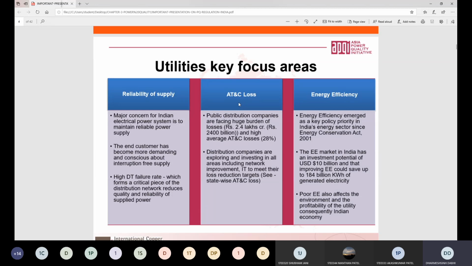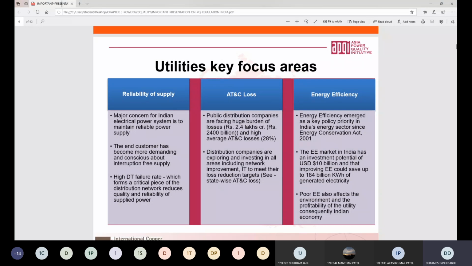Clear? So the major concern in the Indian electricity power system is to maintain reliable power supply, because you know that in several states we still do not provide continuous reliable power supply 24/7. Clear? Only some of the states provide continuous power supply for 24 hours in a day. So this is a major problem in India. End customers require good power quality without interruptions, or interruption-free supply.